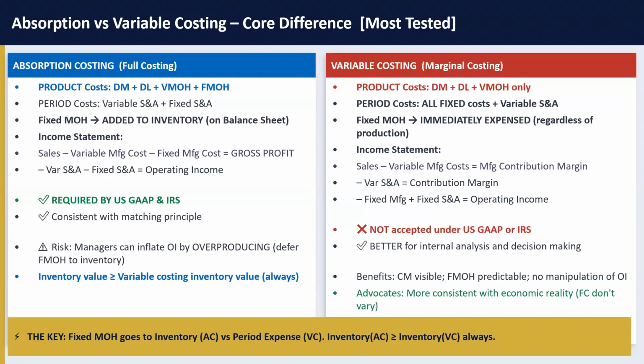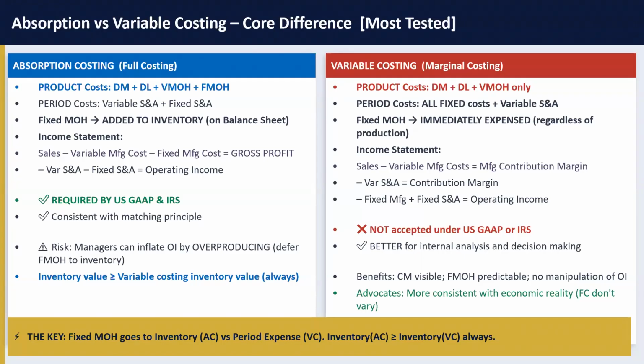Now, when it comes to period costs, all your non-manufacturing costs, such as selling and administrative expenses, are treated as period cost in absorption costing. Now, what happens in variable costing? In variable costing, under the product costs, you will treat all your variable manufacturing costs as product costs.